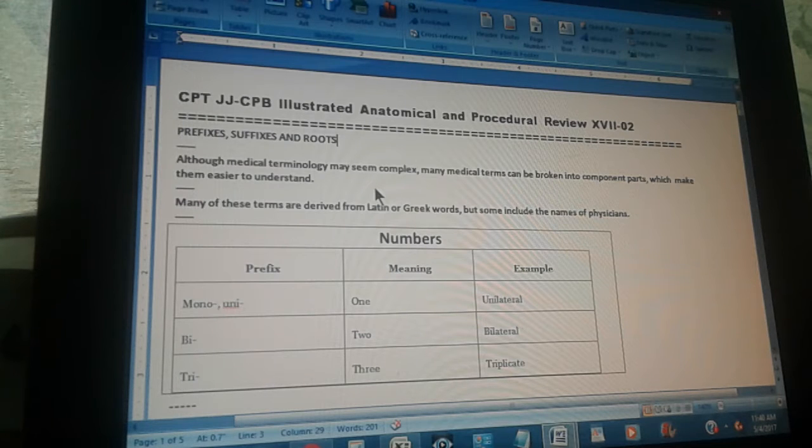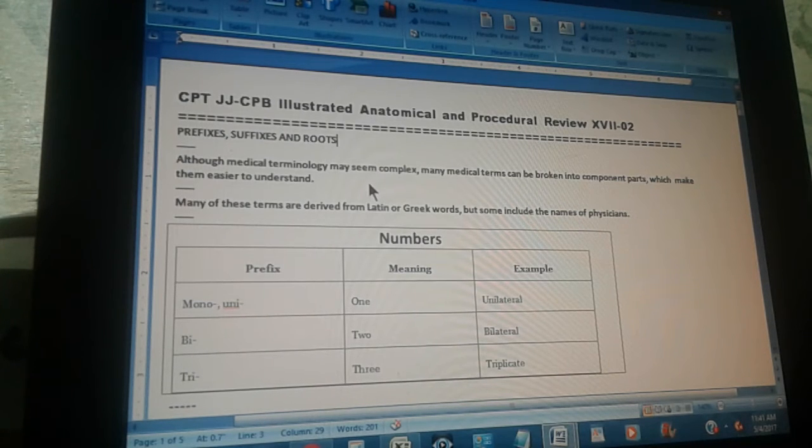Although medical terminology may seem complex, many medical terms can be broken into component parts, which makes them easier to understand. You just break them into the parts, right? Many of these terms are derived from Latin or Greek words, and some include the names of physicians, which we call eponyms. Eponyms means that the procedure is named after a person, usually a physician, right?